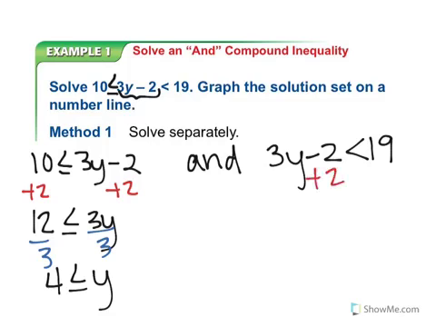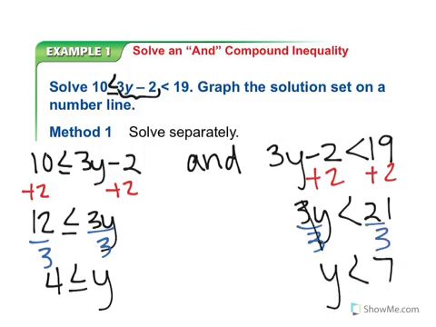Alright, let's look at the other side. We're going to add 2 to both sides. We get 3y is less than 21. We're going to divide by 3 on both sides to get y is less than 7. Now remember, we did not divide by a negative number, so we can keep it like that. Now we can put our inequality back together: 4 is less than or equal to y is less than 7. Before we graph it, I want to go ahead and show you the second method to solving these.